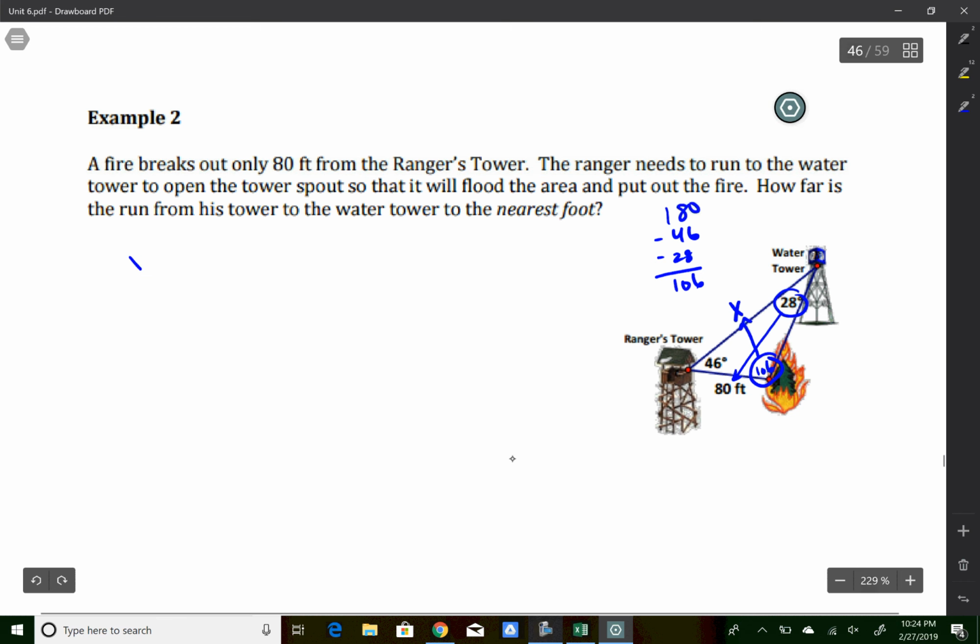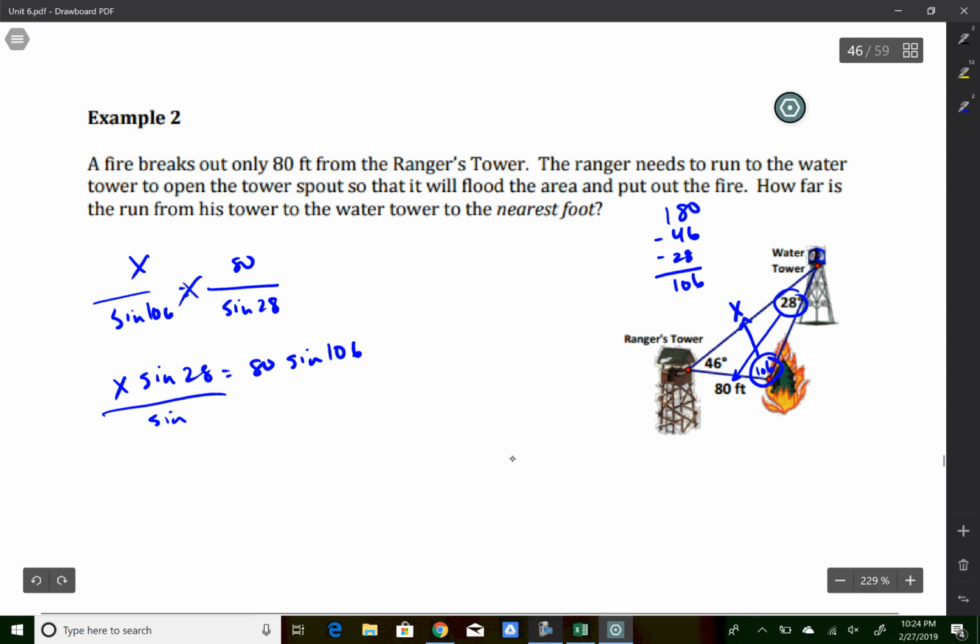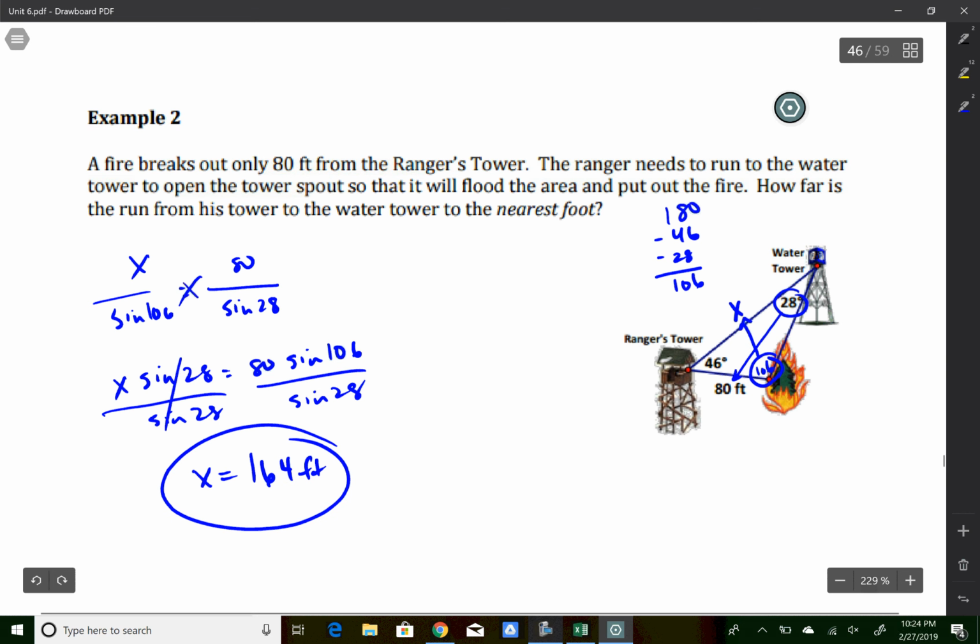So what are my matching pairs? I have x over the sine of 106 is equal to 80 over the sine of 28. Do some cross multiplying. So I have x sine of 28 is equal to 80 sine of 106. Divide by the sine of 28. Those cancel. And type that in your calculator. See what you get. Just make sure when you're typing these in, you're ending parentheses when it's appropriate. All right. So I get 164 feet. All right. It says nearest foot. So that makes sense.